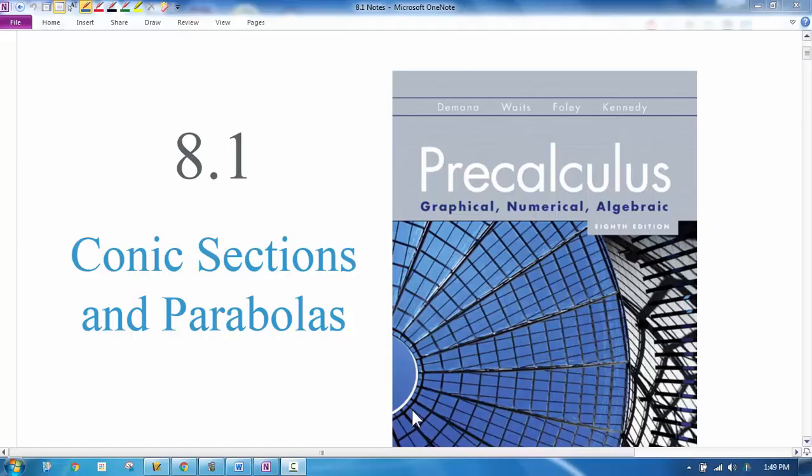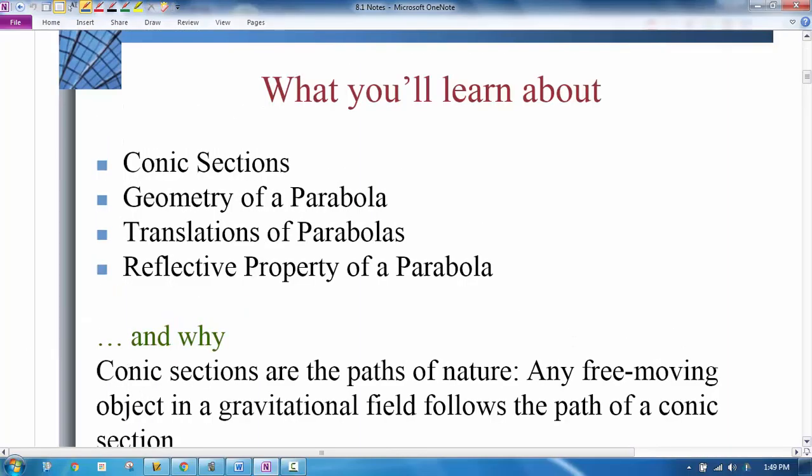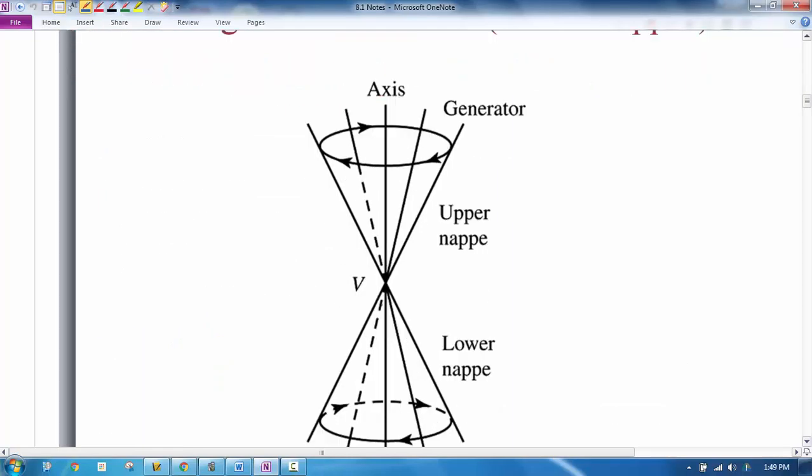All right, the next section, 8.1, is on conic sections, and we're going to focus on parabolas first. So we're going to learn conic sections, we'll learn the geometry of a parabola, we'll translate some of these parabolas, and we'll use the reflective property. So here's the example of a conic section.